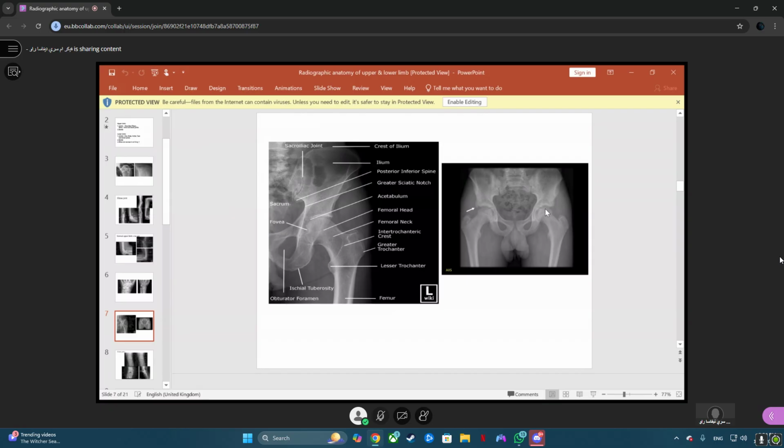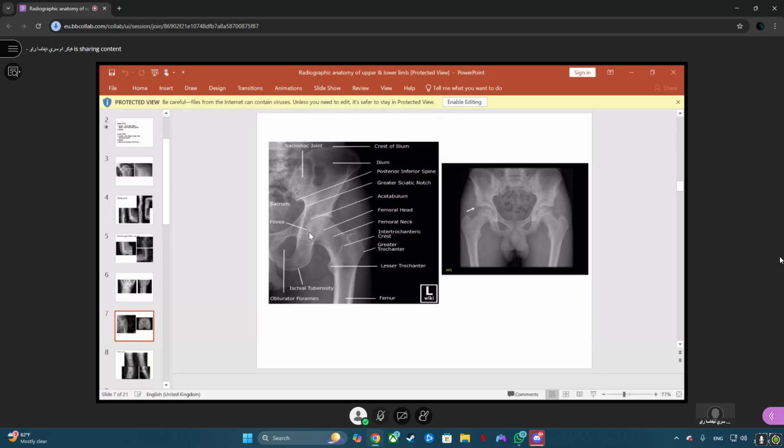This is called the head of the femur. Here is the neck of the femur, greater trochanter of the femur, and lesser trochanter of the femur. Here is the shaft of the femur. So the hip joint is between the head of the femur and the acetabulum. The same things have been given here, you can go through them. In the posterior aspect, you are seeing the sacrum.